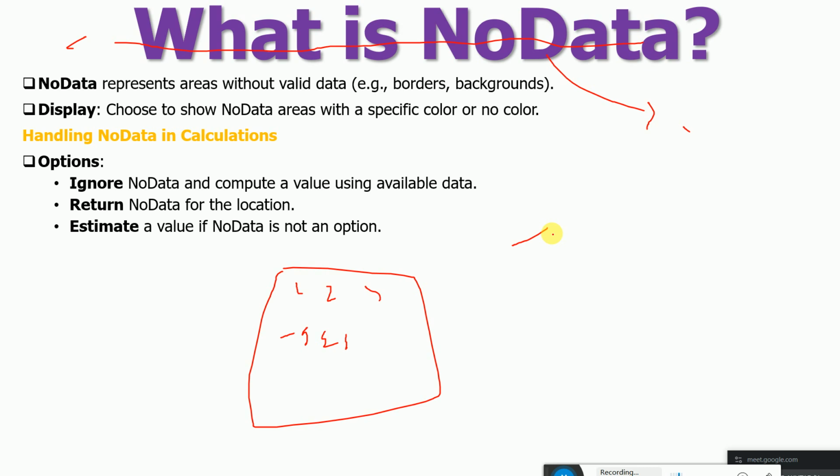Okay. The option is to ignore no data and compute the value using available data. Ignore returns no data for the location. Estimate a value if no data is present. So in the algorithm you have to give a value for no data. Ignore it if the value is minus 999, or the best way to reconstruct your data set is to remove all no data from your binary data and then proceed.